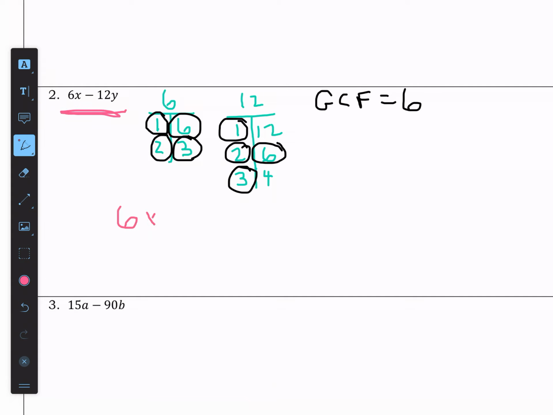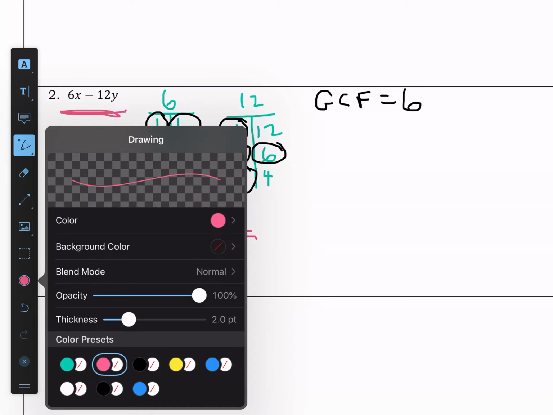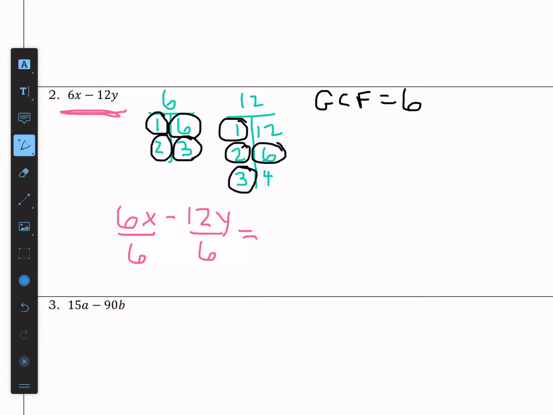That's step 1. So now we are going to take our original expression, the 6x minus 12y, and we are going to divide each piece by our GCF, which is 6. Okay, so when we do that, here our 6's cancel out, or really reduce to 1, but we just say cancel out, and we're left with x minus, now the 6 and the 12, if you do 12 divided by 6, that simplifies to 2. So it's x minus 2y.